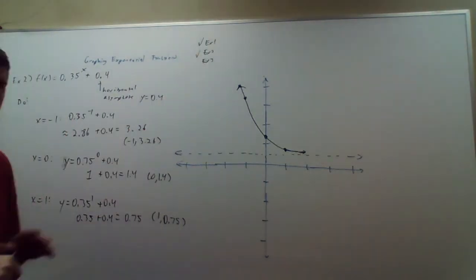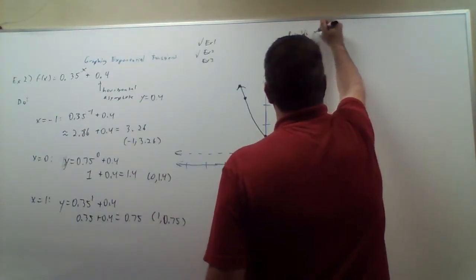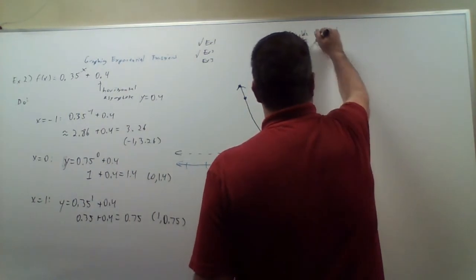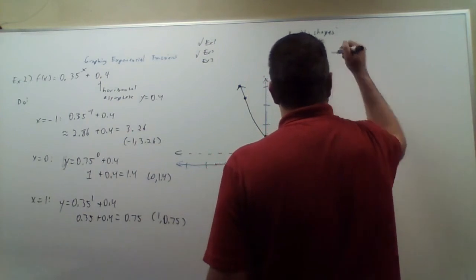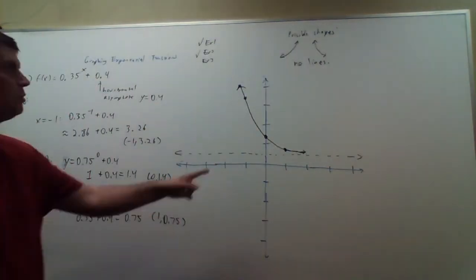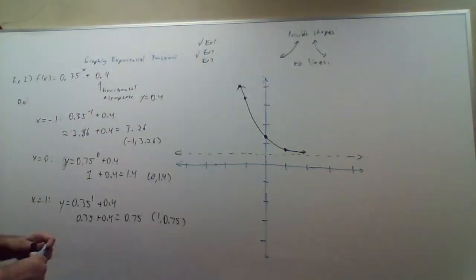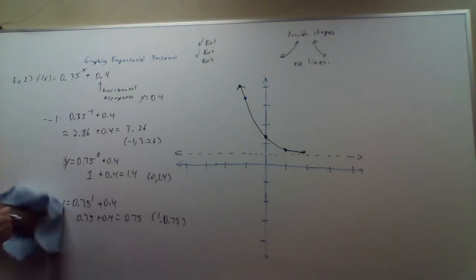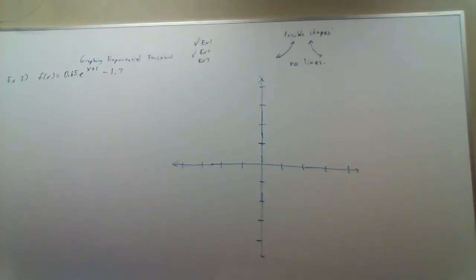So let me show you what we have. Possible shapes: we have this, we have this. No lines. Those are the possible shapes. Example 1 was this. Example 2 is that. All right, the third example. Here's the third one.